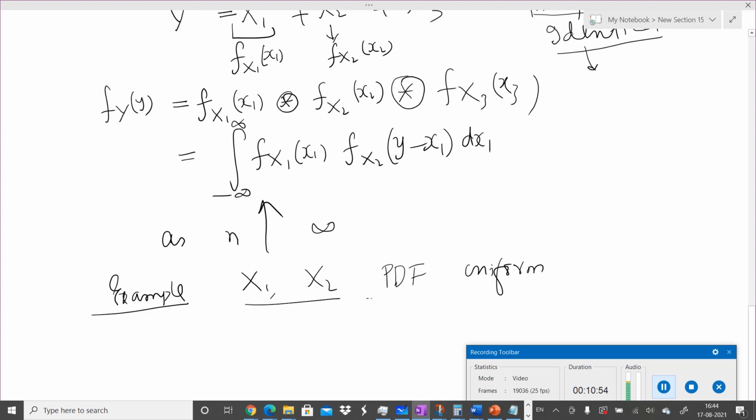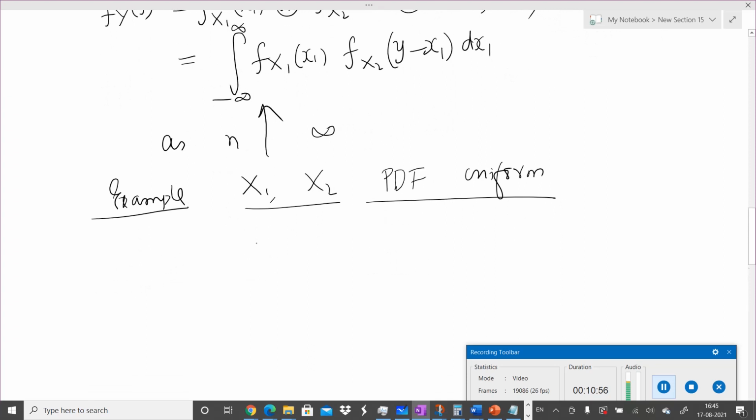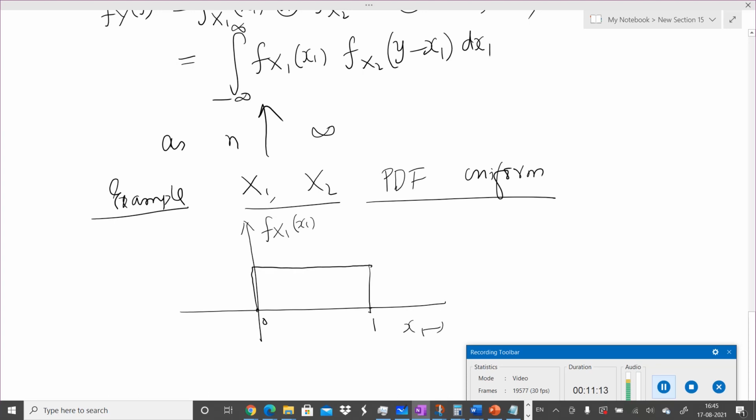What is a uniform PDF? It is something like this. Let's take a simple case. Suppose it is between 0 and 1, and this is f_x1 of x1, this is x1. So the random variable can take any value between 0 and 1 with the same constant probability density. That is why we call it uniform.